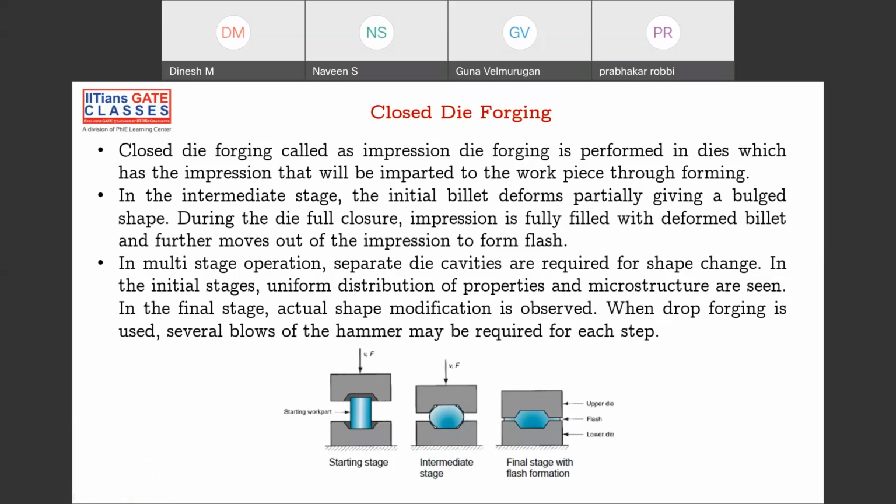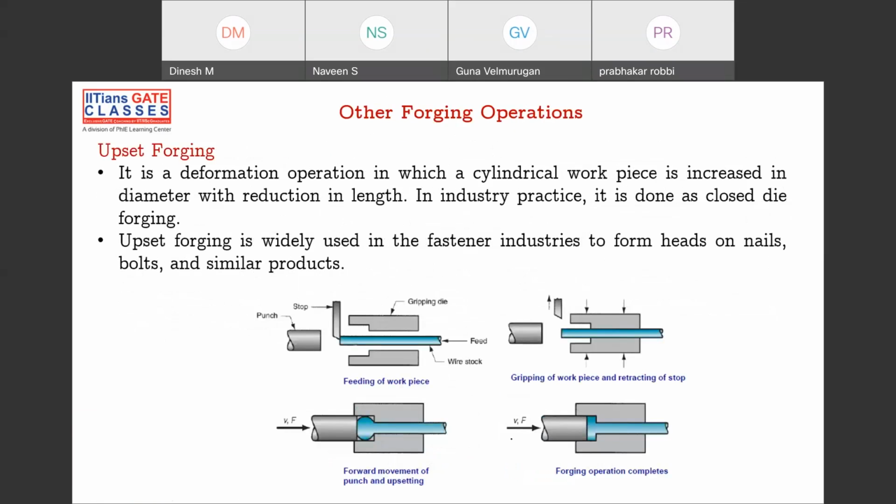Closed die forging. And this is upset forging. What is upset forging? You see here, you want to make a bolt, you want to make this kind of a bolt here. So initially we have a rod like this, and then you stop here, and this lengthy rod, you press it. When you're pressing it, it is coming to like this. Is it right or wrong?